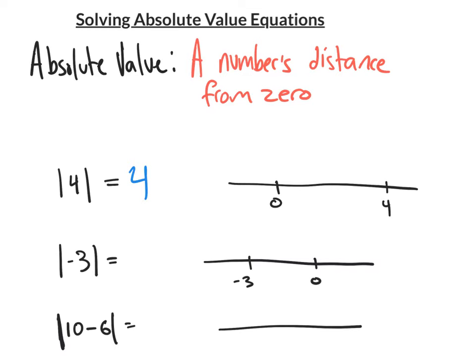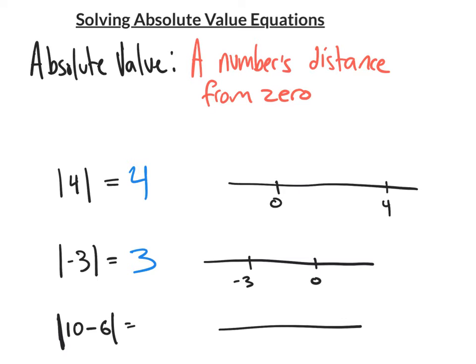Then the second one says absolute value of -3. How far is -3 from 0? So we look at a number line and it's 3 units from 0. You've maybe heard in the past that absolute value makes stuff positive. In a way it does, because distance is always positive.